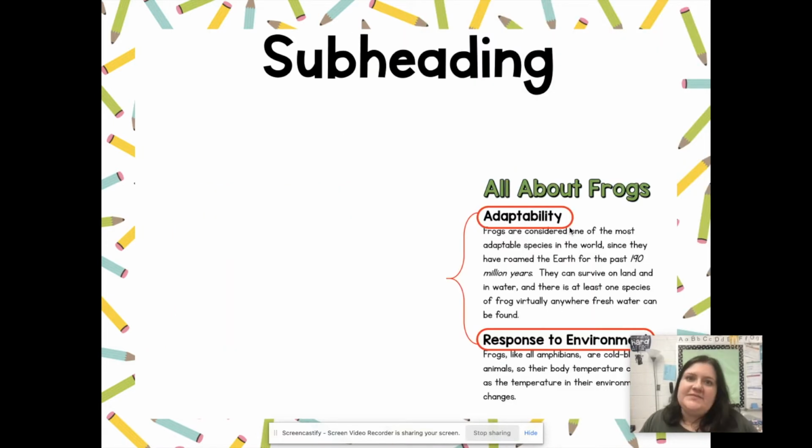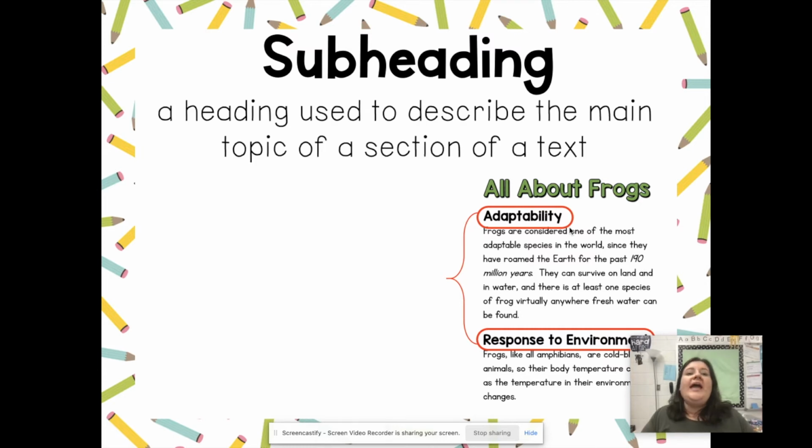The next text feature we talk about is subheading. Subheadings are a heading used to describe the main topic of a section of a text. A heading is usually the title of an entire text that you might read. Subheadings are the little teeny tiny titles that you might see, such as in this example right here, All About Frogs. All About Frogs is the big heading, but within All About Frogs, we learn about their adaptability and their response to their environment. And we know this by looking at the subheadings right here.